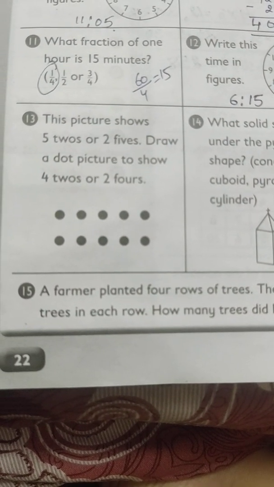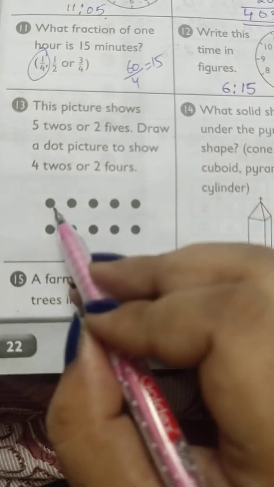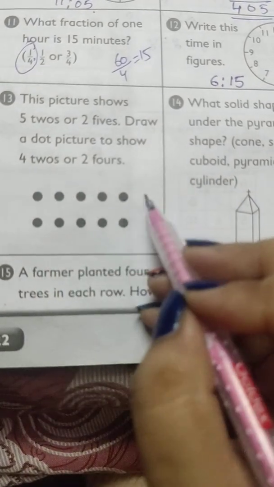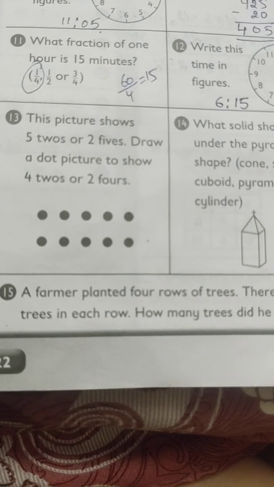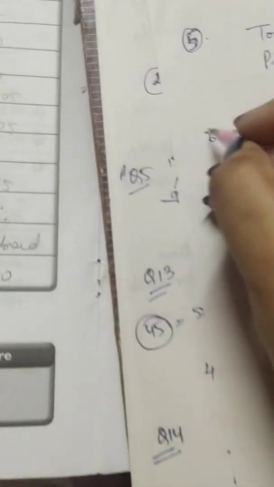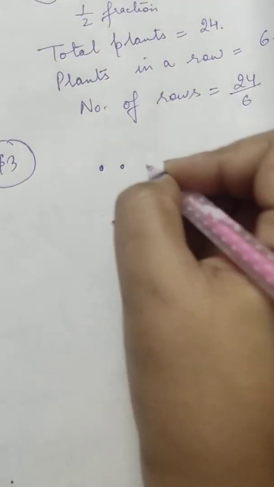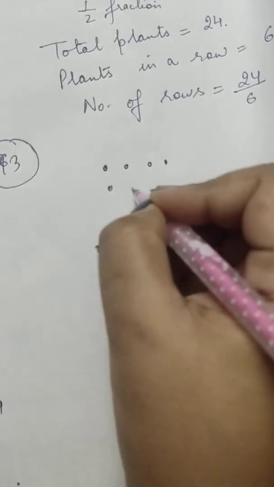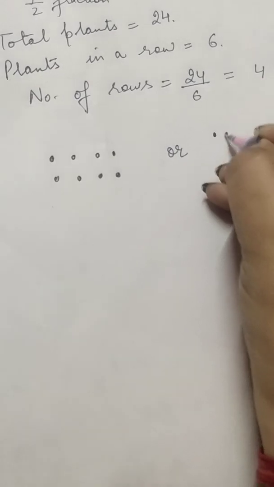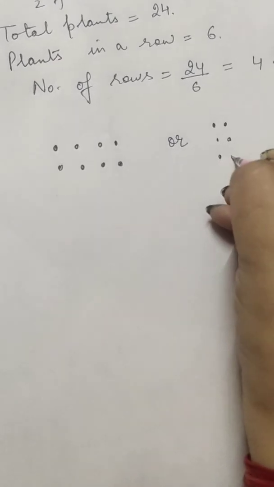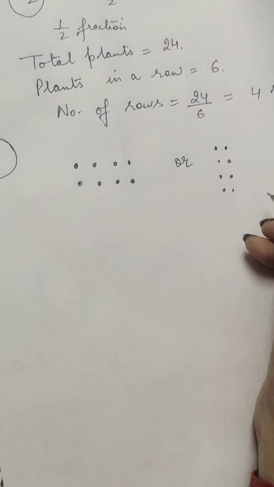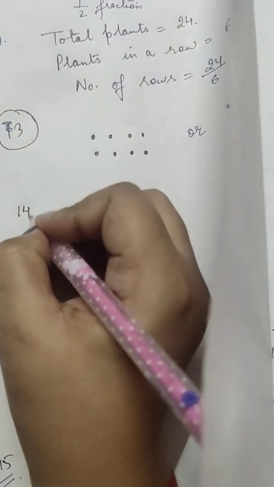This picture shows 5 2s. So you can see that the columns are 5 and the rows are 2. Or you can write 2 5s. So you have to draw a dot picture to show 4 2s or 2 4s. You can draw that in either way. This is your question number 13. 1 2 3 4, 1 2 3 4, this way, or 1 2, 1 2, 1 2, 1 2. Any way you can use to do this question.